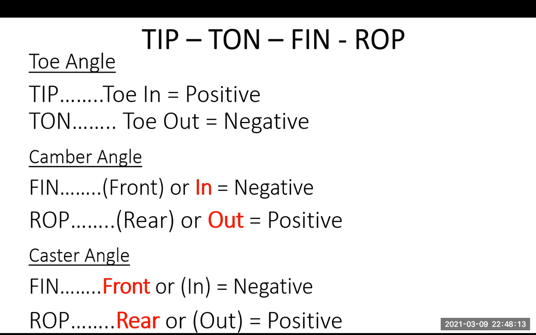When it comes to camber and caster, FIN and ROP work well for both of those. FIN stands for front or in is negative. ROP stands for rear or out is positive. So when it comes to camber, in is negative, out is positive, the tire leaning in or out. When it comes to caster, the spindle leaning front or rear, front is negative, rear is positive.